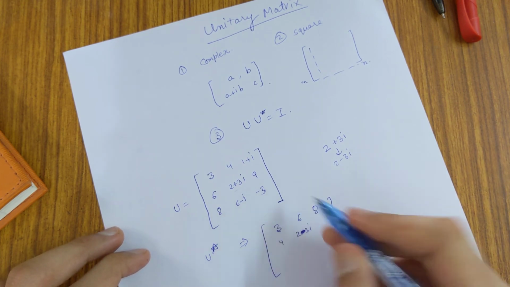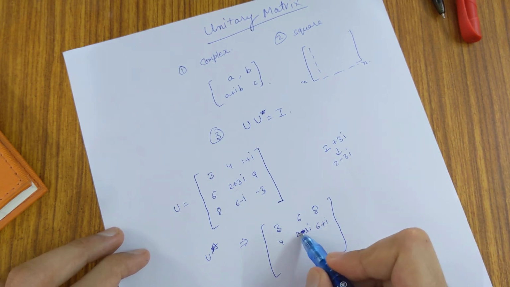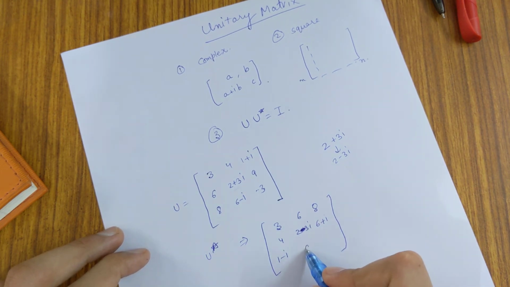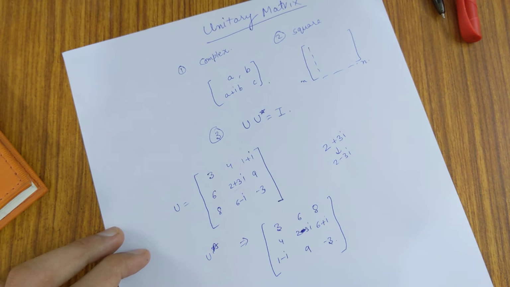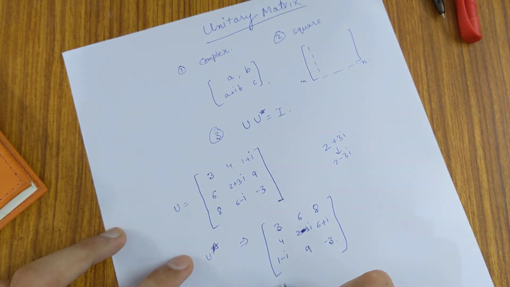Then we have 6 minus iota. This becomes 6 plus iota. Okay. And then we have 1 plus iota. This becomes 1 minus iota. And then 9 and minus 3 remain as they are. So this is the conjugate transpose.